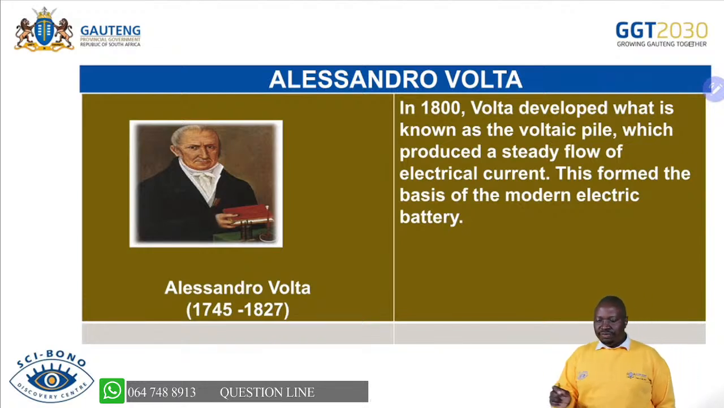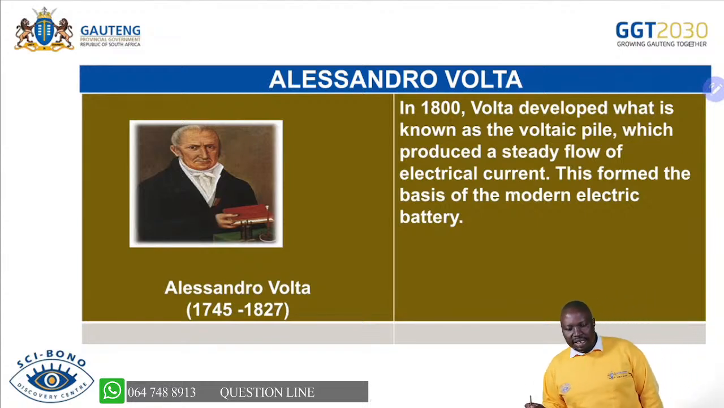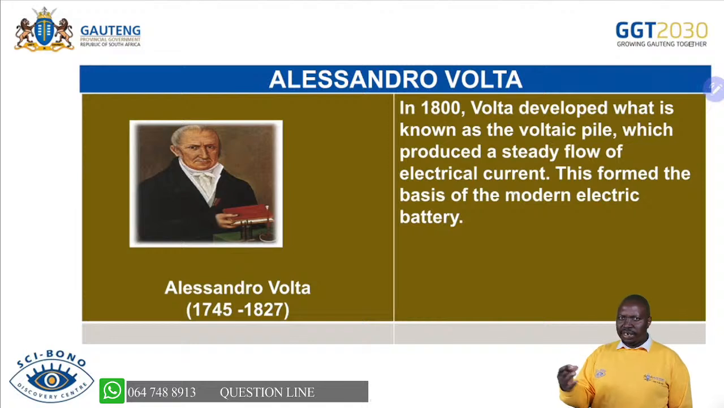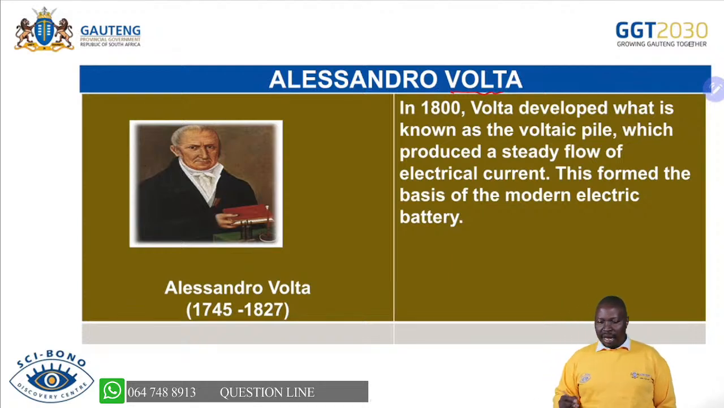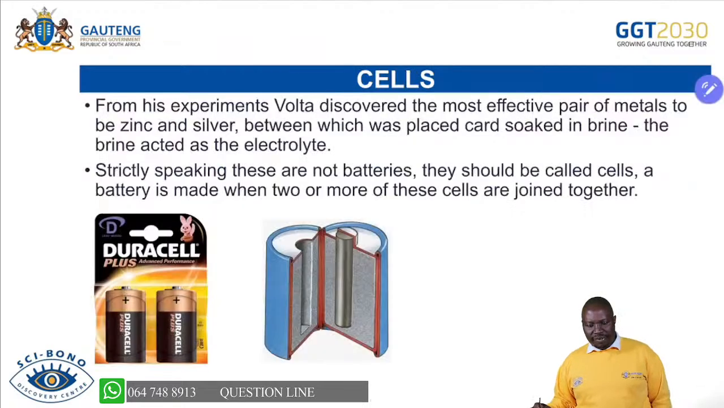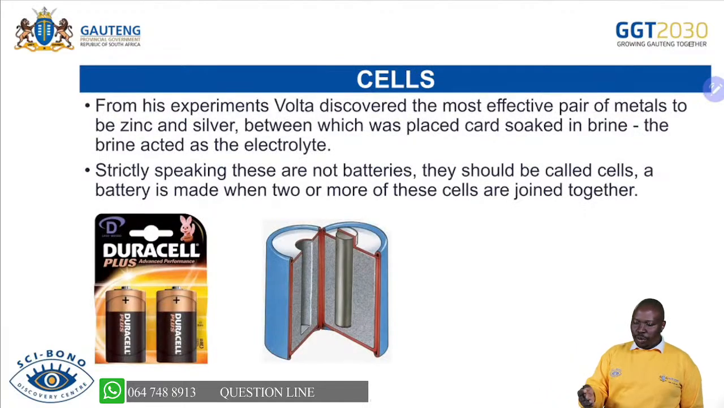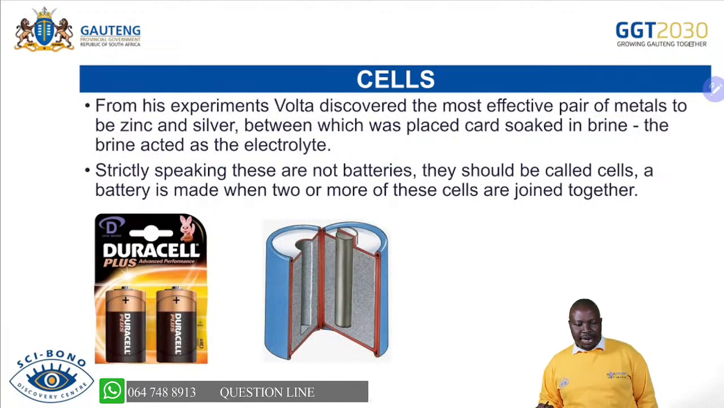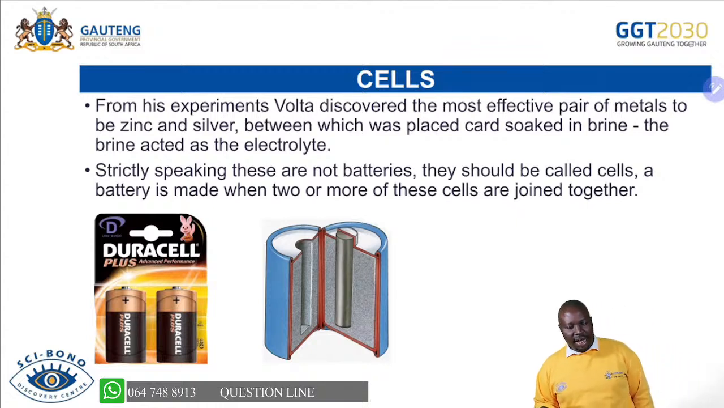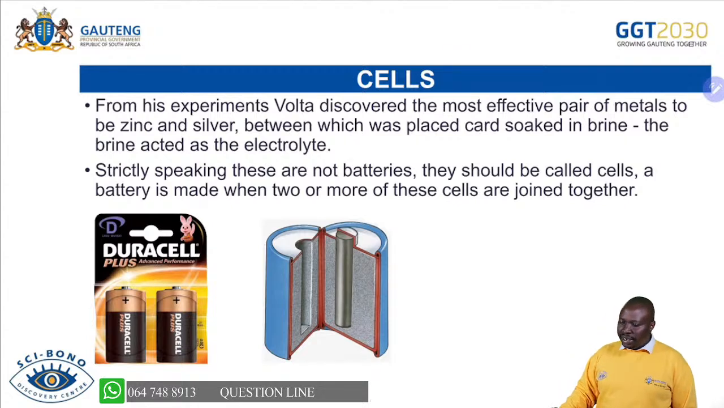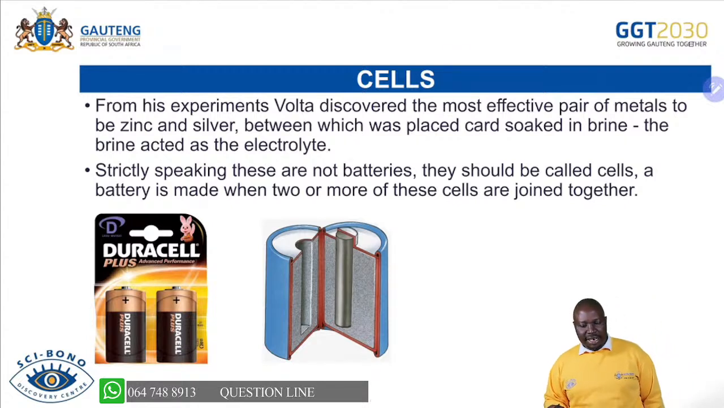He developed what is known as the voltaic pile, which produced a steady flow of electric current. This formed the basis of the modern electric battery. So the battery that we're using, and hence the voltage we now refer to as volt, is from his name, Alessandro Volta, who is the one who discovered all that. From his experiments, Volta discovered the most effective pair of metals to be zinc and silver, between which was placed card soaked in brine. The brine acted as an electrolyte.